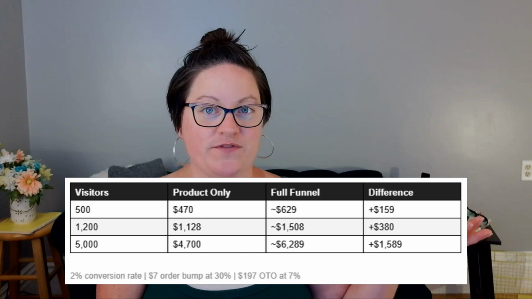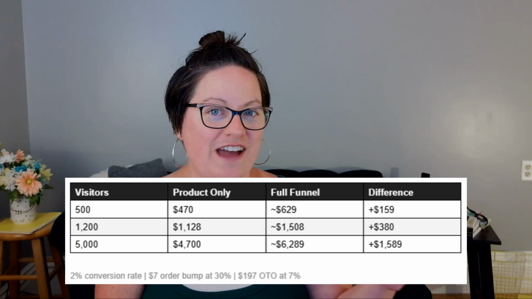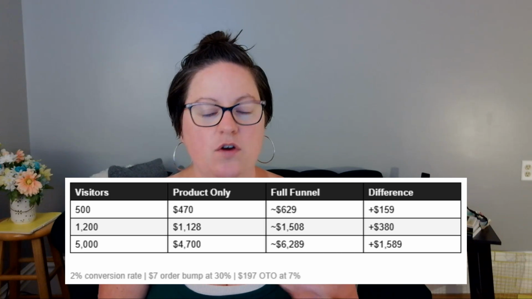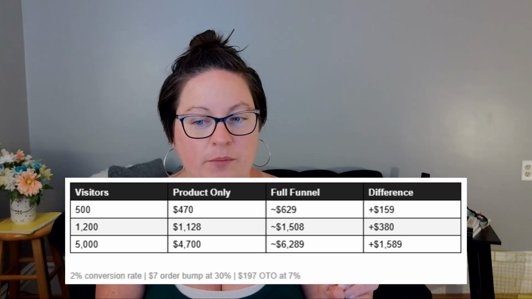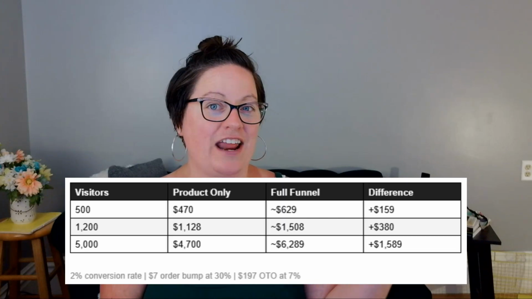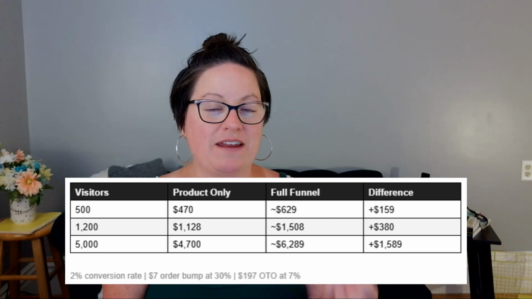If we look at 5,000 visitors, you're taking in $4,700, product only. But if you have the full one-time offer and the bump, that's $6,289. You just made $1,500 more without spending a single cent more on your ad spend or doing more work in the long run. You literally just set these two products up in the funnel. Seems like a no-brainer, right?